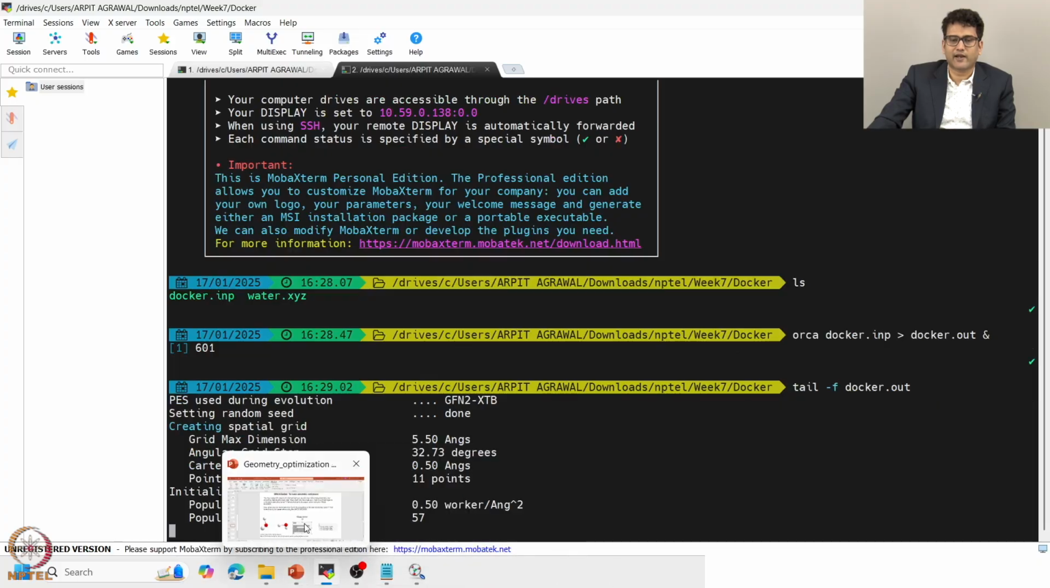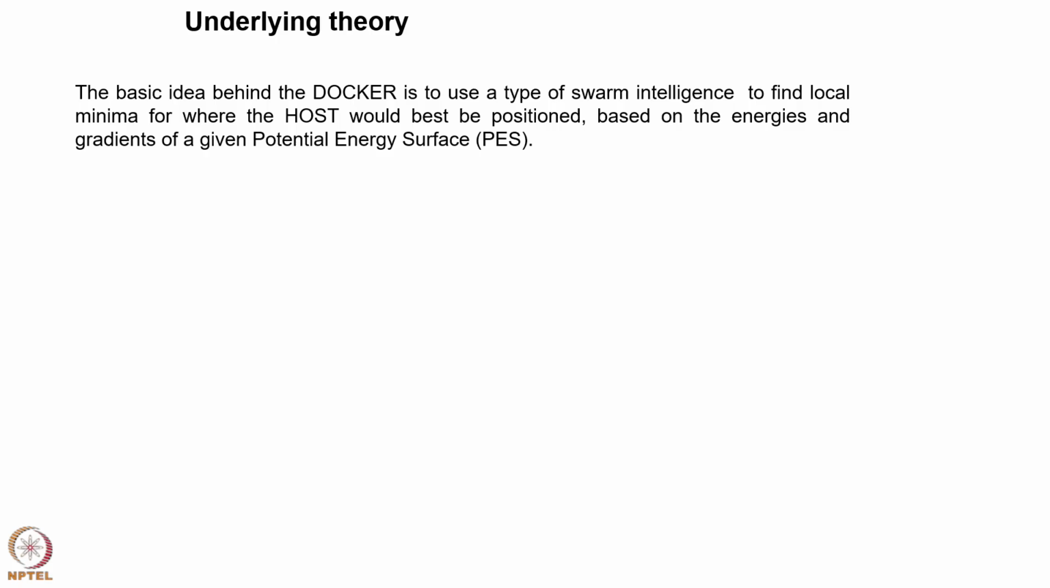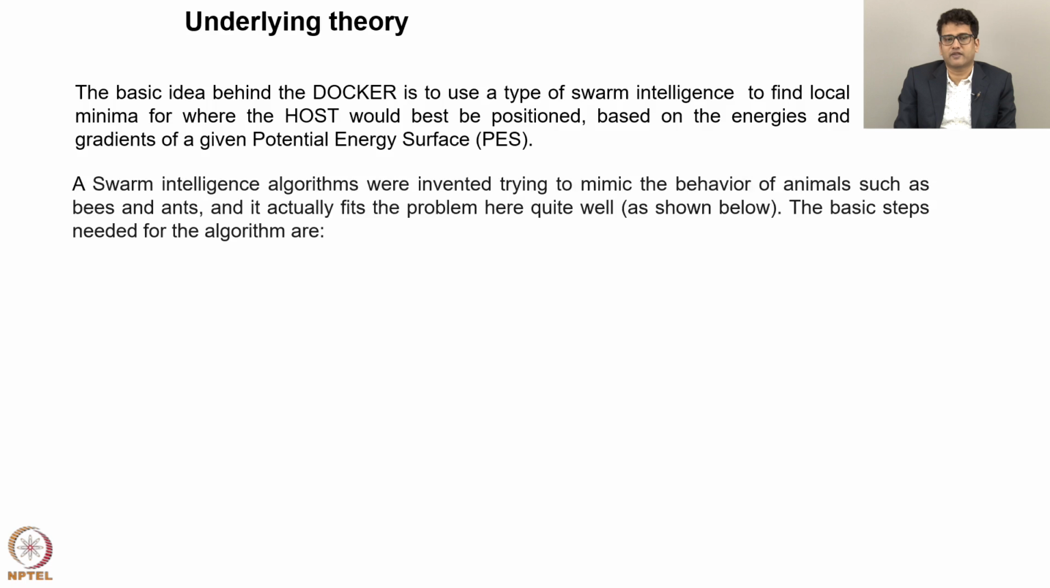So, by the time our calculation runs, let us see a little bit how it actually works. The basic idea behind the Docker is to use a type of swarm intelligence to find local minima for where the host would be best positioned, based on the energy and the gradient of a given potential energy surface. Swarm intelligence algorithms were invented to try to mimic the behavior of animals such as bees or ants, and it actually fits the problem here quite well. We will show it below.